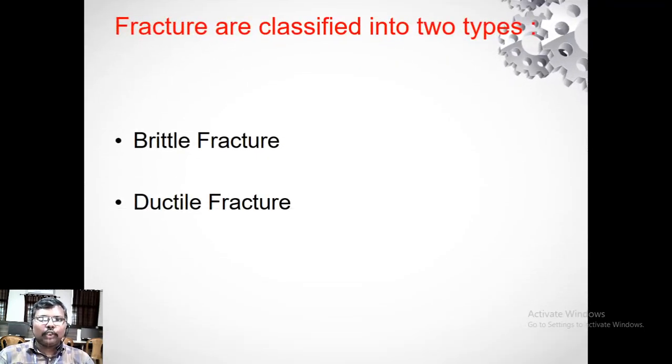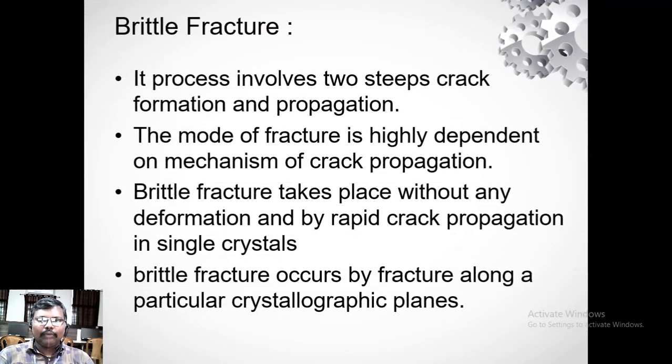Fractures are classified into two types: brittle fracture and ductile fracture. Brittle fracture involves two steps: crack formation and propagation. The mode of fracture is highly dependent on the mechanism of crack propagation. Brittle fracture takes place without any deformation and by rapid crack propagation in single crystals.